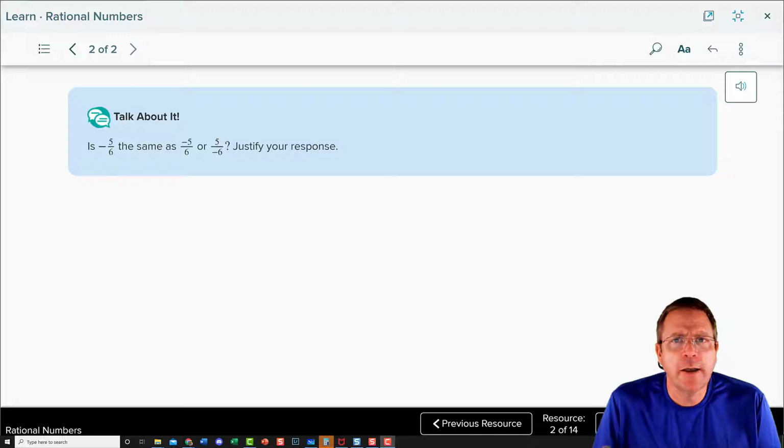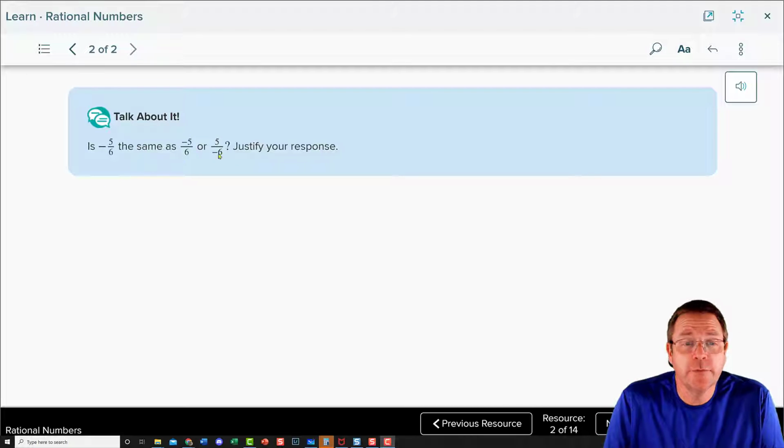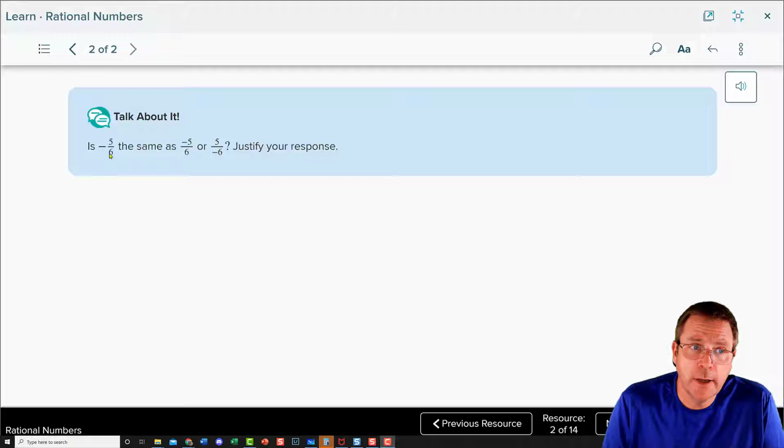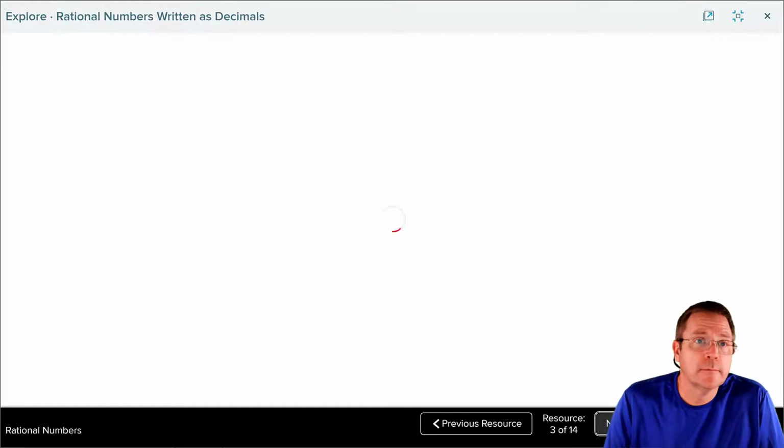Is negative 5 over 6 going to be the same as negative 5 over a positive 6 or 5 over negative 6? Yes, it is. Negative divided by positive is a negative. Positive divided by negative is a negative. It is indeed going to be the same thing.